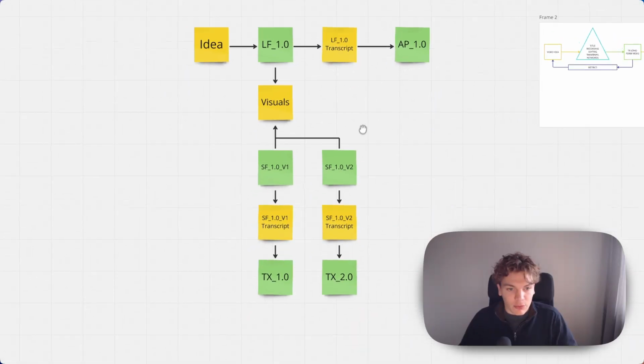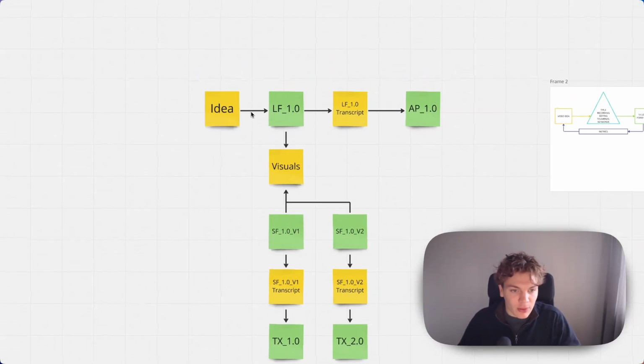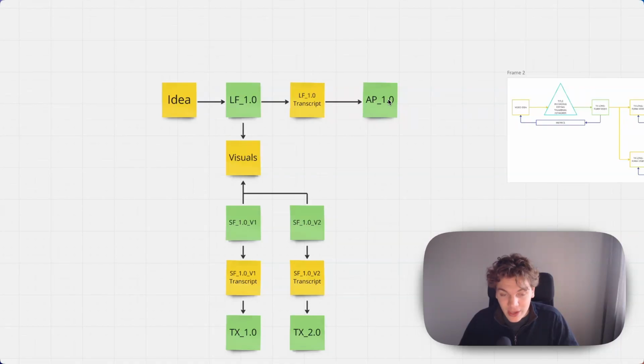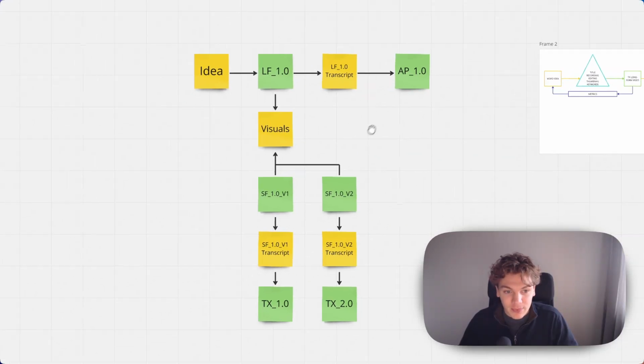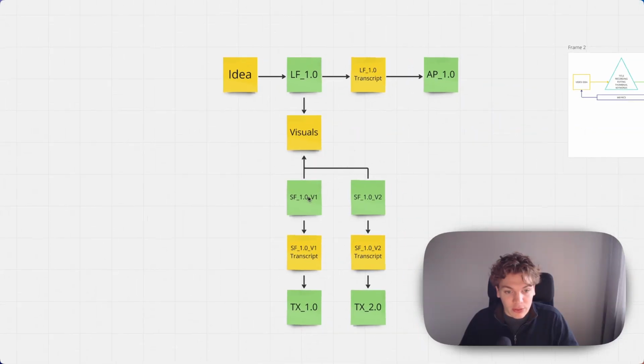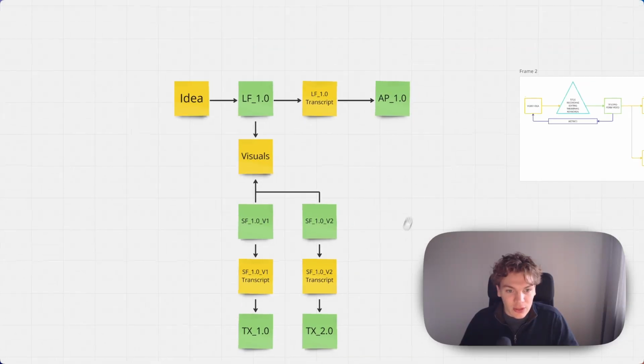So here's another overview you can think of. We have the idea, which is the input. Then we create a long form video. Then, using the transcript of this long form video, we create the announcement post. And using the visuals of the long form video, we create 2 short form videos. And using the transcript of those short form videos, we create 2 text posts. So this will add up to 6 unique pieces of content every week.